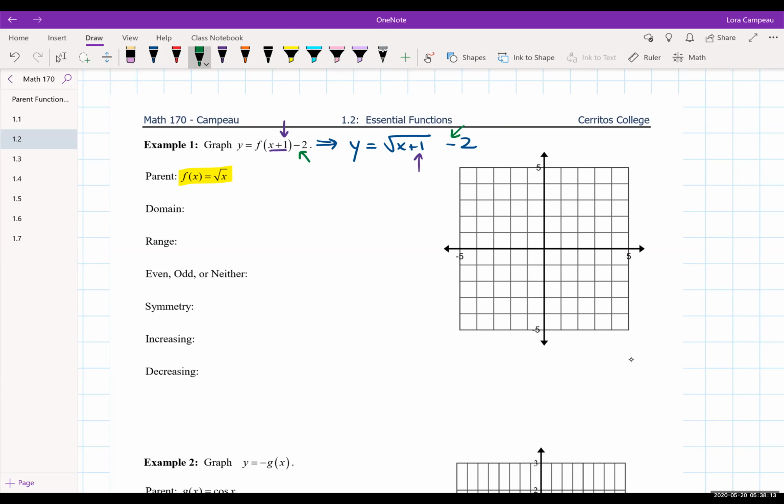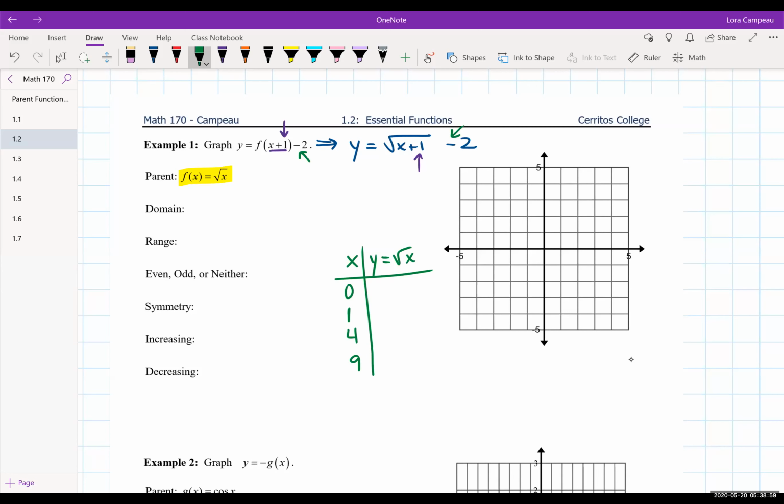Just to go back to the parent graph before we start, we can do an XY chart to help us out. Maybe I'll do that in green. If this helps you, it'll help with the shift of all the points. So again, y equals square root of x. If I know I'm going to be plugging x into the radicand of a square root, I'll probably pick some perfect squares. These are some popular ones to start off with. Notice if you tried to pick a negative number, you would not be able to take the square root of a negative number. You'd have an imaginary number, so that's not going to graph on our XY coordinate plane.